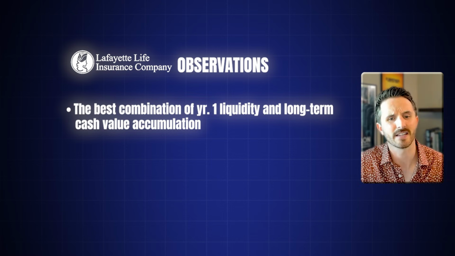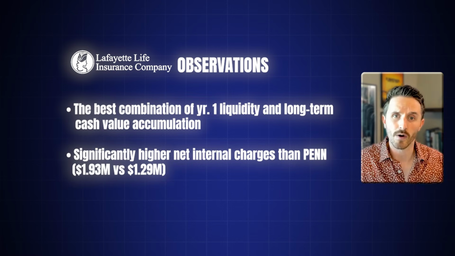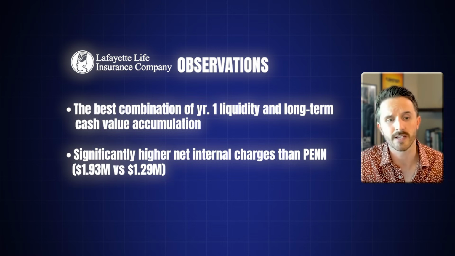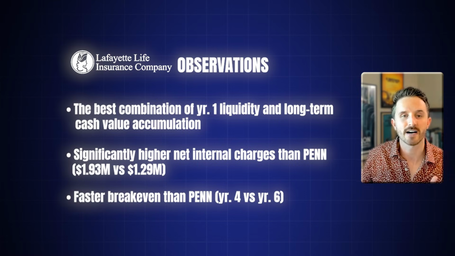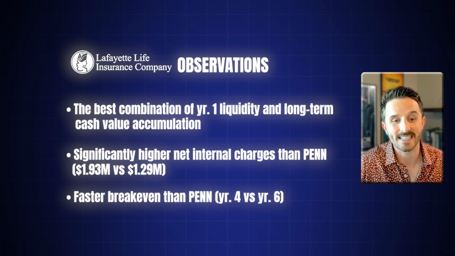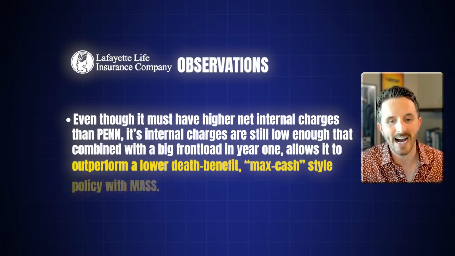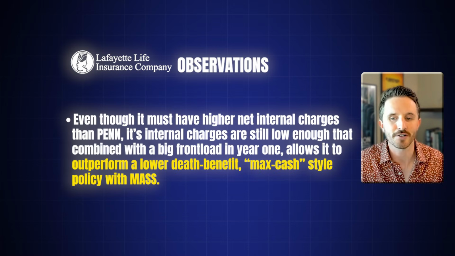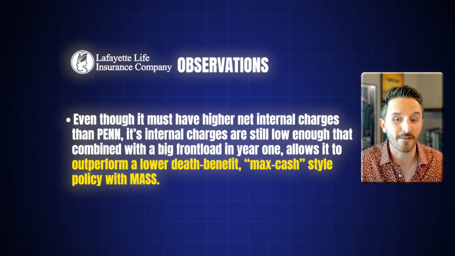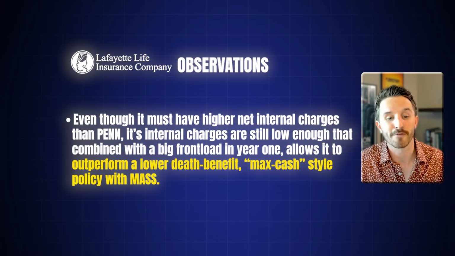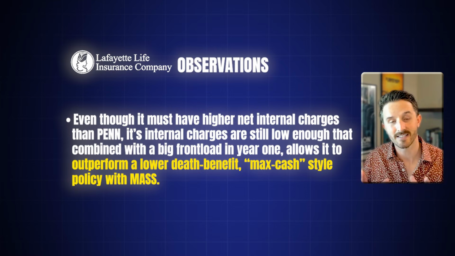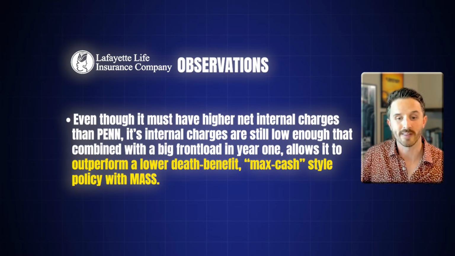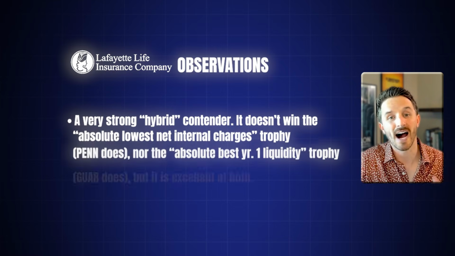It does have significantly higher internal net charges than Penn, about 1.93 million to about 1.29 million. It has a faster break even than Penn, or when there is more in the cash value than you personally contributed. It happens in year 4 at Lafayette Life versus year 6 at Penn. And even though it has higher internal net charges than Penn, its internal charges are still low enough that, combined with a big front load in year 1, it allows it to outperform a lower death benefit but max cash style policy at Mass, just like Penn, but it outperformed that over time. Now, this is a very strong hybrid contender.